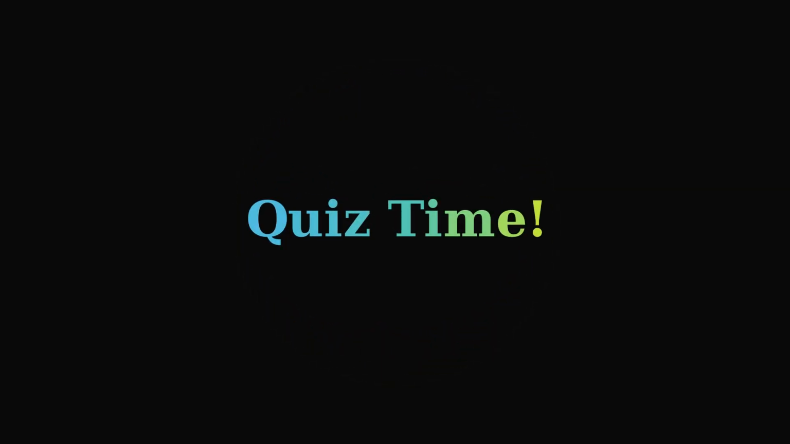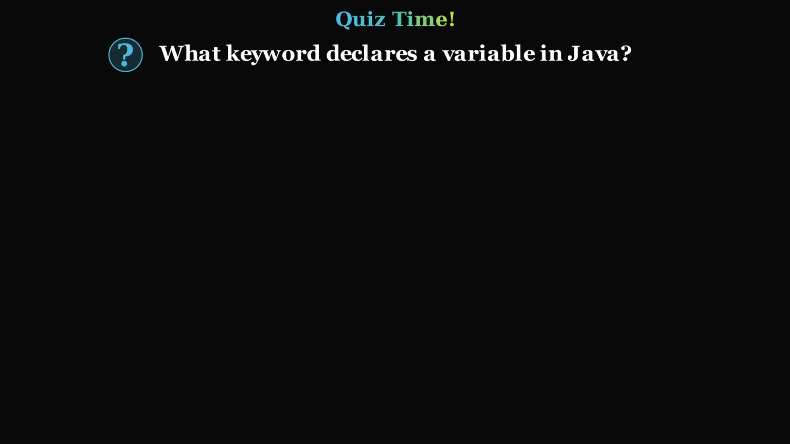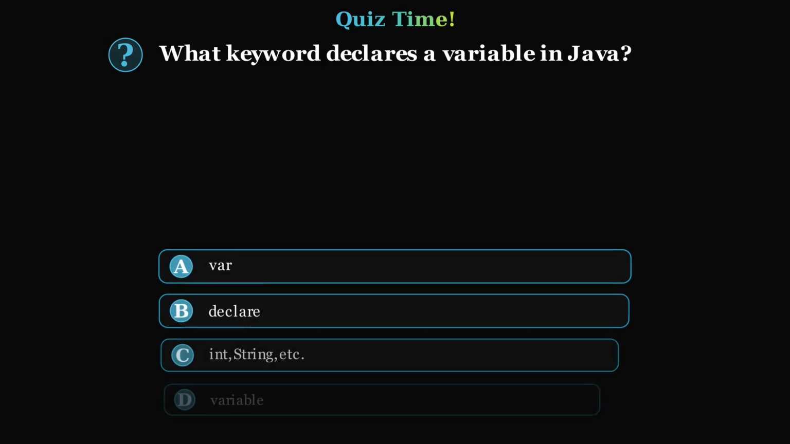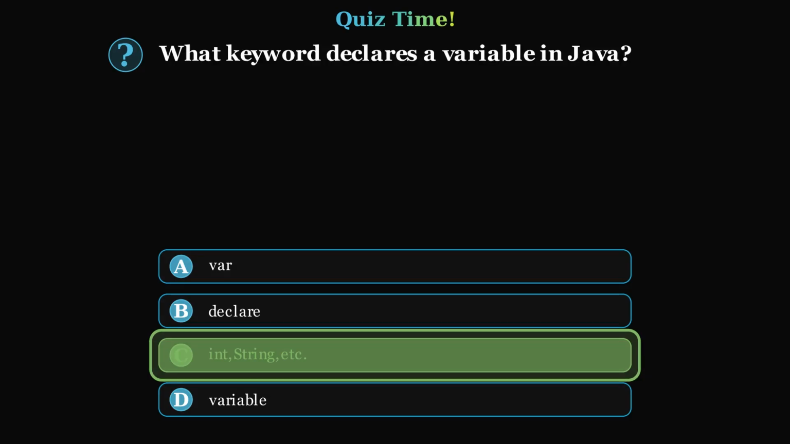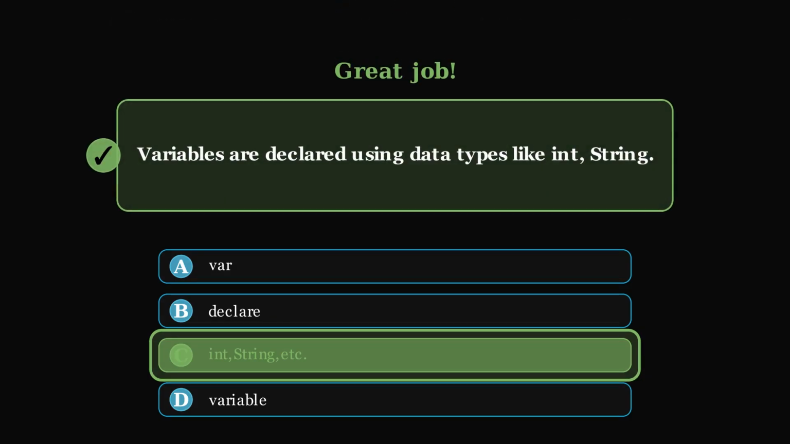Quiz time. Test your understanding. What keyword declares a variable in Java? Which one is correct? The correct answer is variables are declared using data types like int, String.